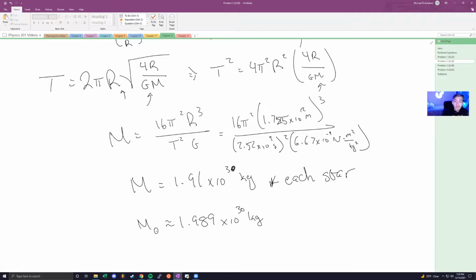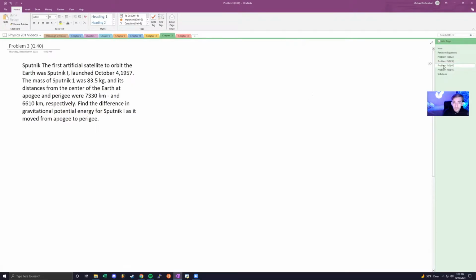So yeah, that's this problem. Let's get on to the next one. Okay. So Sputnik, the first artificial satellite to orbit the Earth, was Sputnik 1, and it launched October 4th, 1957. So the mass of Sputnik 1 was 83.5 kilograms, and its distances from the center of the Earth at apogee and perigee were 7,330 kilometers and 6,610 kilometers, respectively.